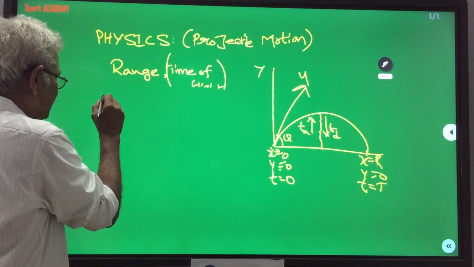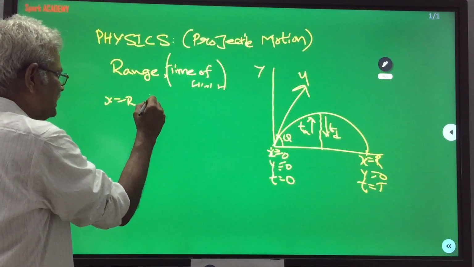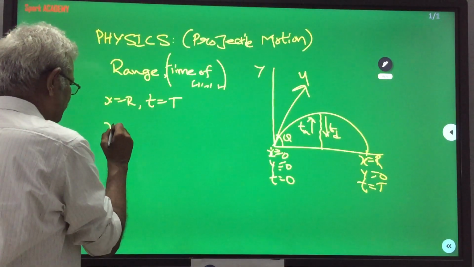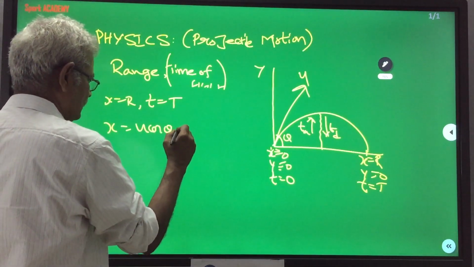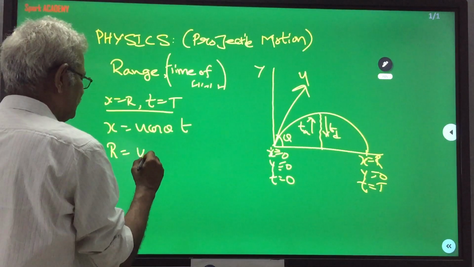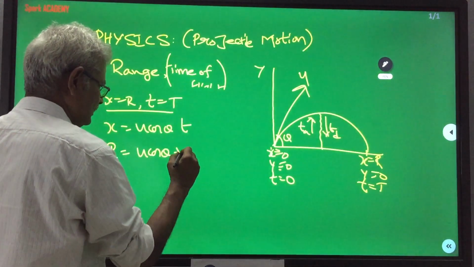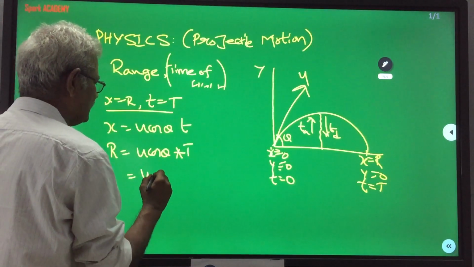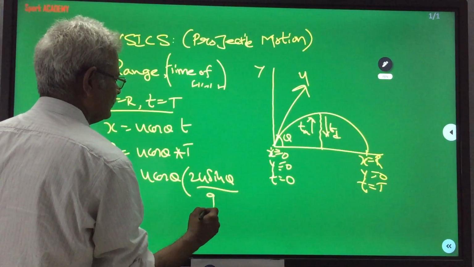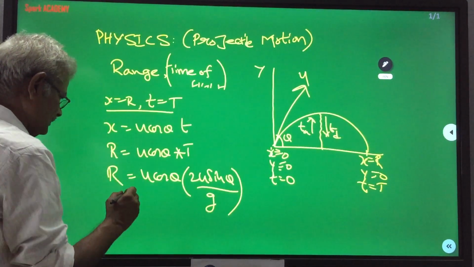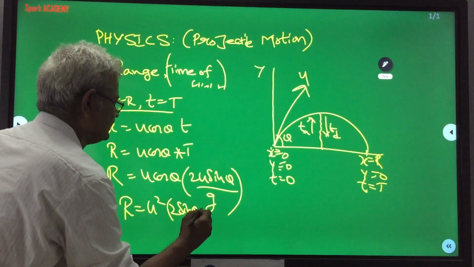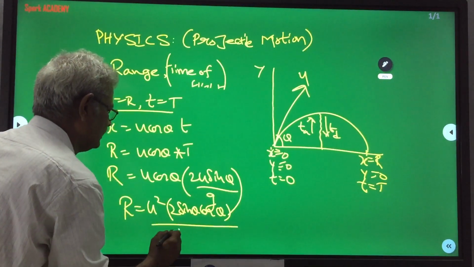Now here I want the range. Range means what? At x is equal to R, or how much time it takes to go to that distance, up to this point. So we will use x is equal to u cos theta into t. We will substitute that here. X is equal to R is u cos theta into t. What is t? Time of flight. What is time of flight? So R is equal to u square into 2 sin theta cos theta by g.